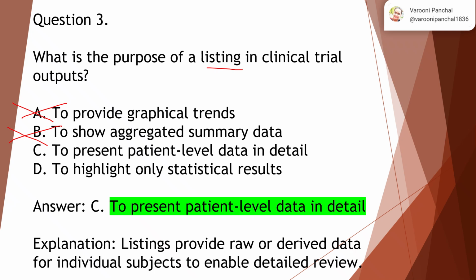Option D says to highlight only statistical results. Now results can be presented in a specific table or a graph, right? So the question is related to the listing and not related to any results. So this is not the right answer. So the correct answer is to present patient level data in detail. So the correct answer is C. Listings provide raw or derived data for individual subjects to enable detailed review.